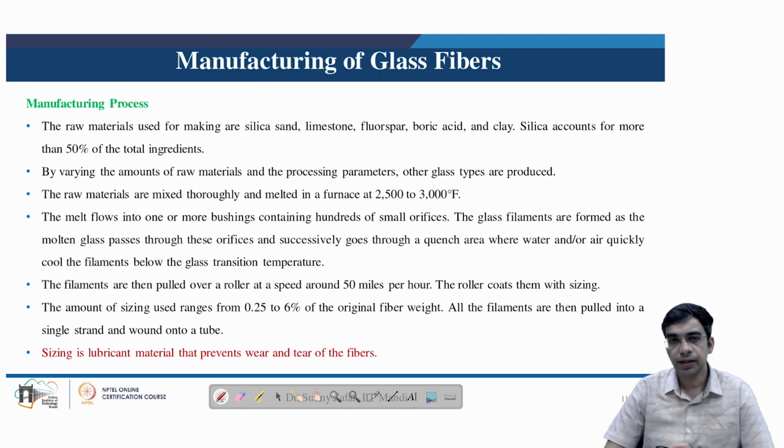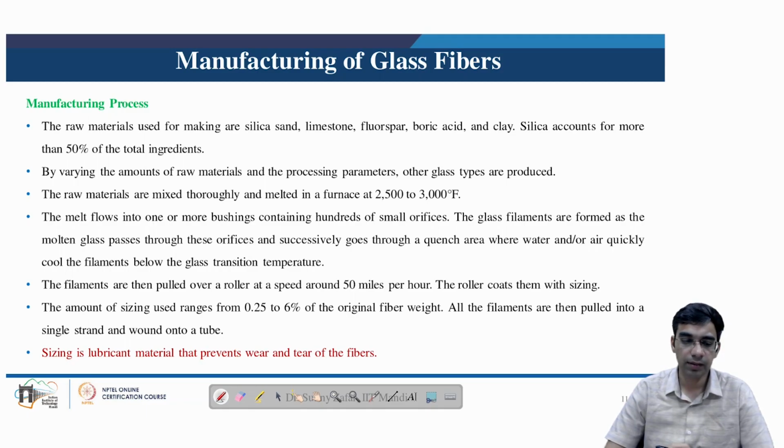As we have seen, the various raw materials utilized to manufacture the glass fiber include silica sand, limestone, feldspar, boric acid, and clay. Silica accounts for more than 50% of the total ingredients. By varying the amount of raw materials and processing parameters, other types of glass fibers can also be produced using the same process.